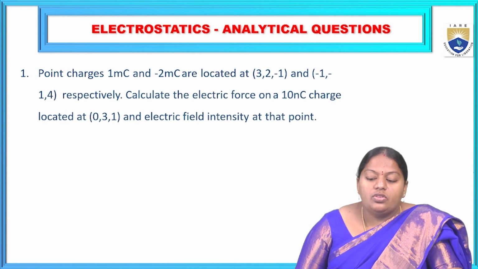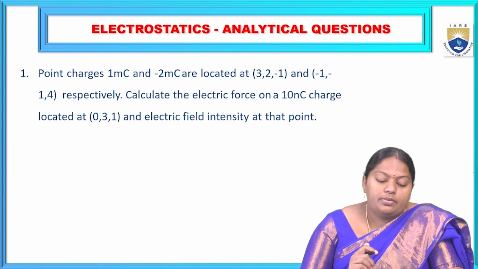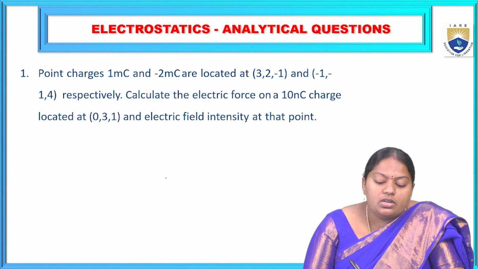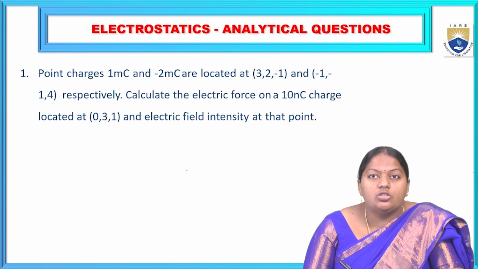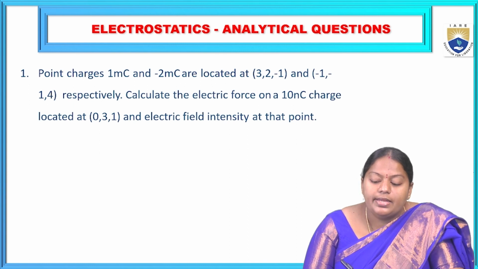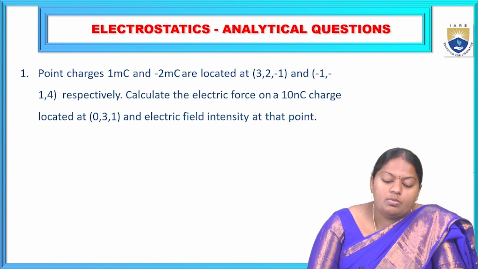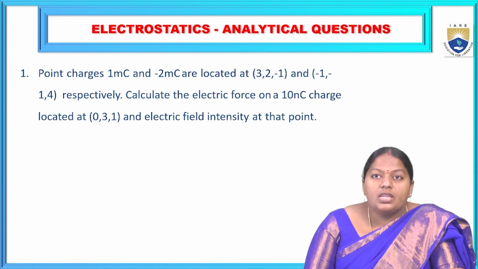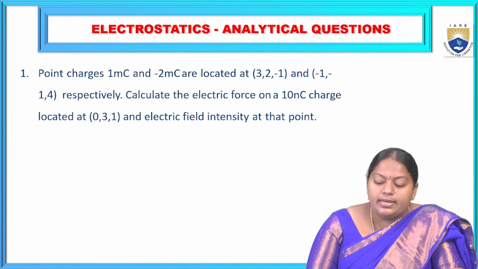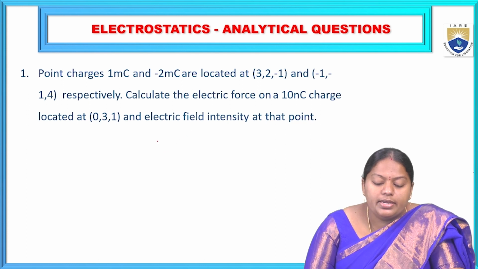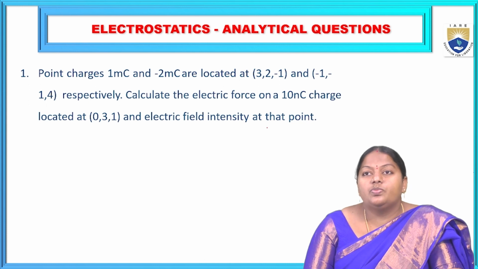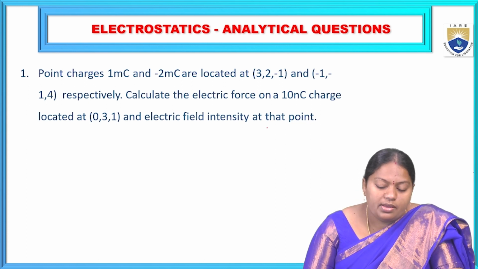Next, coming to the analytical questions in electrostatic fields. First, point charges of 1 millicoulomb and minus 2 millicoulombs are located at (3, 2, minus 1) and (minus 1, minus 1, 4) respectively. Calculate the electric force on a 10 nanocoulomb charge located at (0, 3, 1), and the electric field intensity at this particular point.